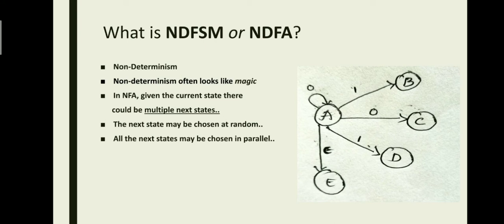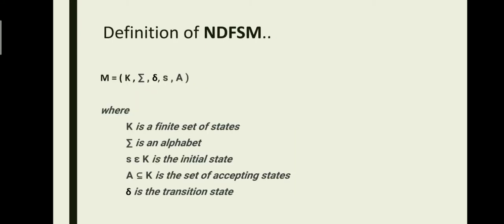Let us know about the definition of NDFSM. It is a quintuple of K, sigma, delta, S and A, where K is a finite set of states, sigma is an alphabet, S is an initial state or starting state, A is a set of accepting states, and delta is obviously the transition relation, right?